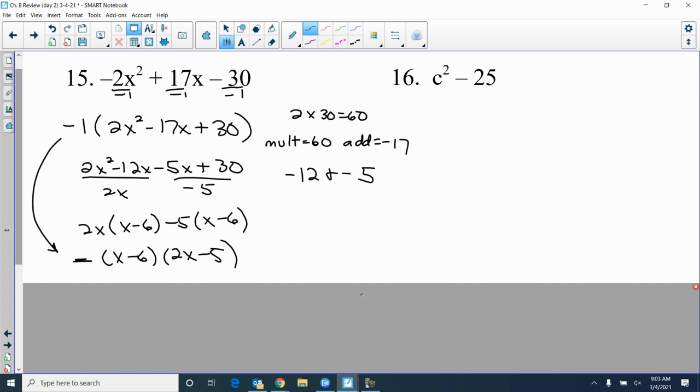All right, 16. This should be a really easy one, but I keep seeing a lot of you make a couple careless errors. Christian, what do you think? You have to write the answer. So C minus 5 times C plus 5. Yep, that's all you have to do. One's negative, one's positive.